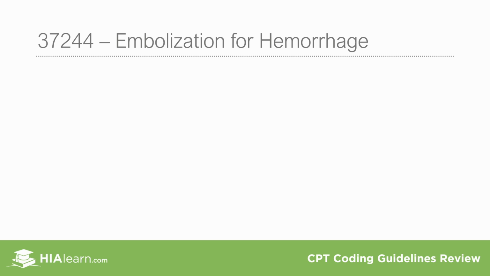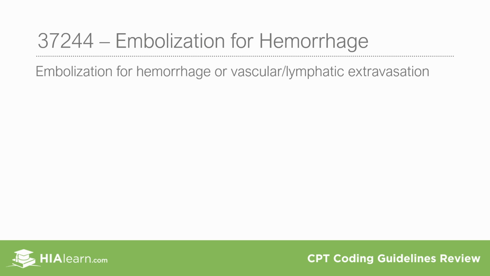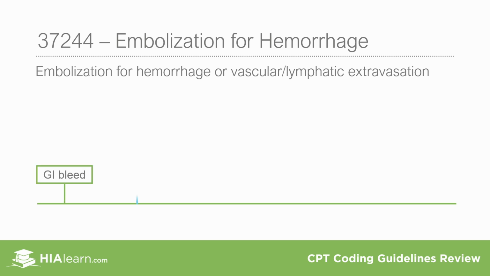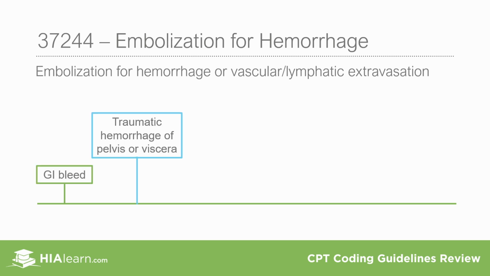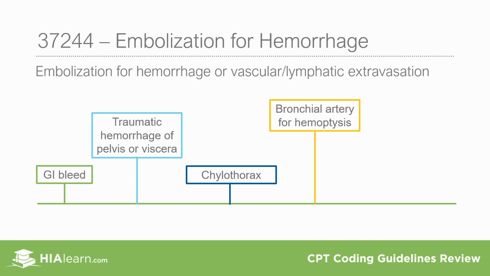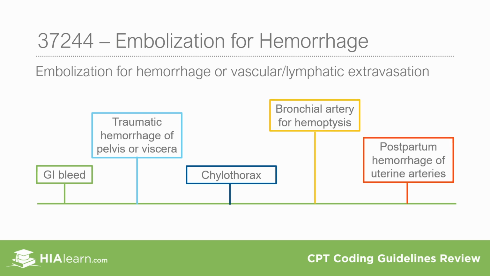Code 37244 reports embolization for hemorrhage or vascular or lymphatic extravasation, which is the leakage of fluid out of its contained space into the surrounding area. Examples include embolization to treat GI bleed, traumatic hemorrhage of the pelvis or viscera, chylothorax, hemoptysis, or postpartum bleeding of the uterine arteries.